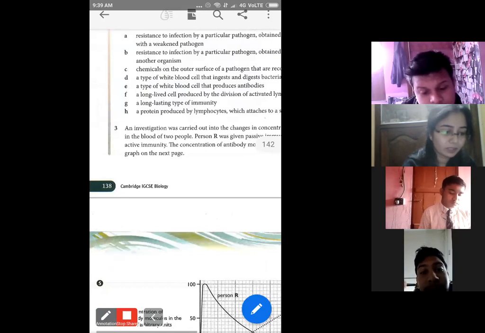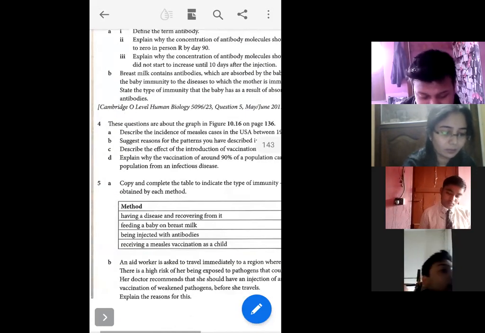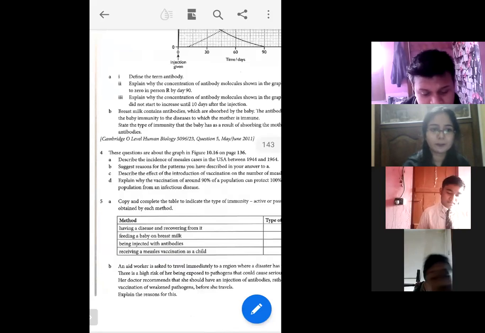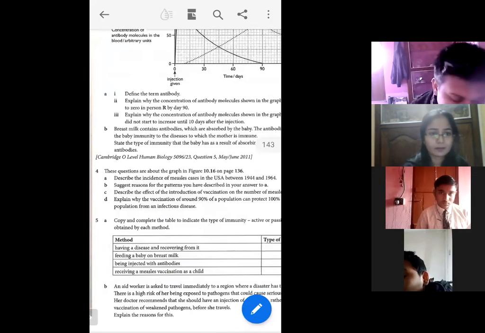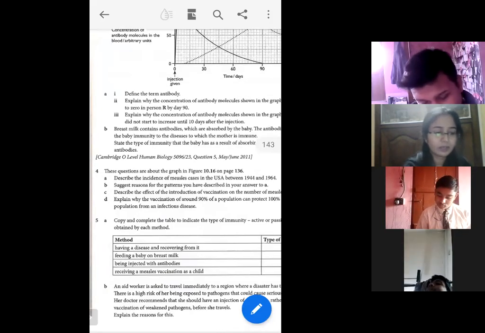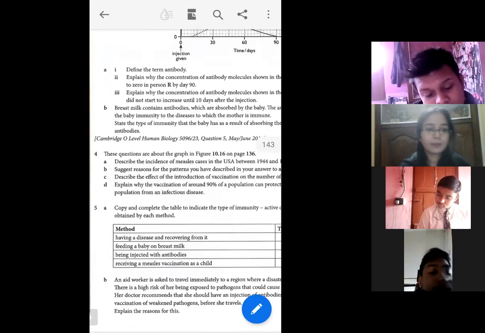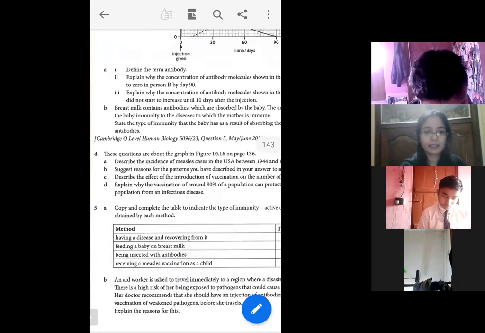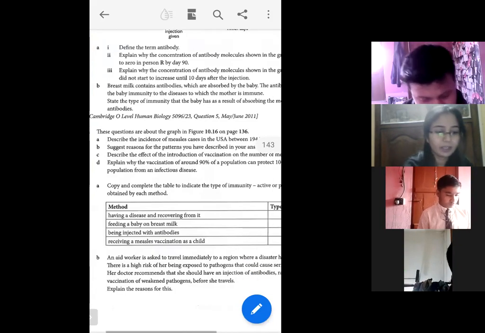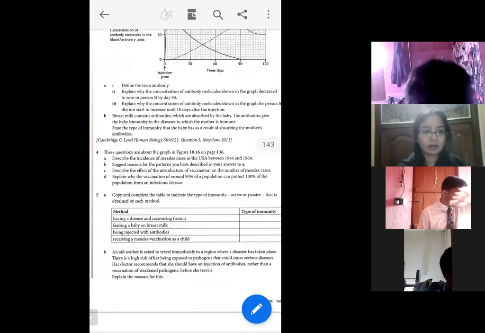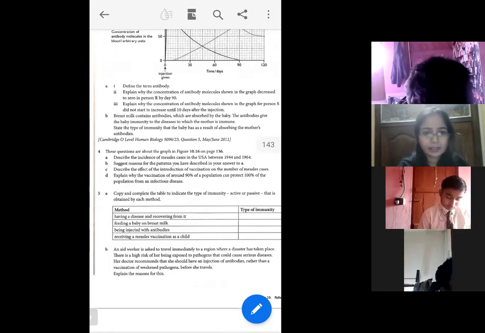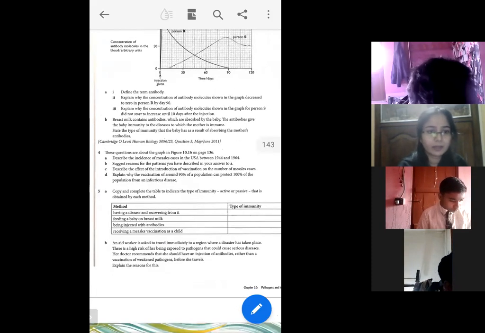Now what is the next question? This was the last question from this part. Now question number 5. Let's see what is written here. Copy and complete the table to indicate the type of immunity, active or passive immunity, obtained by each method.